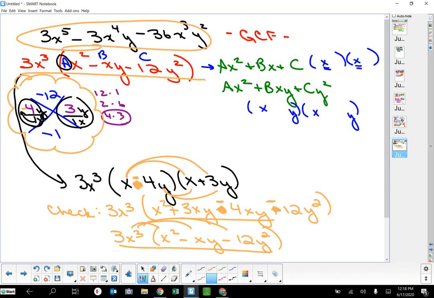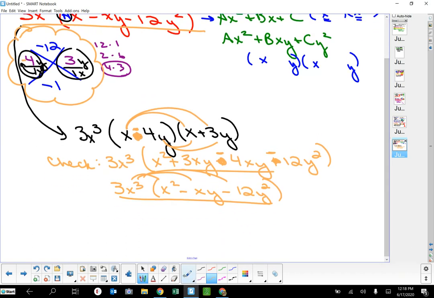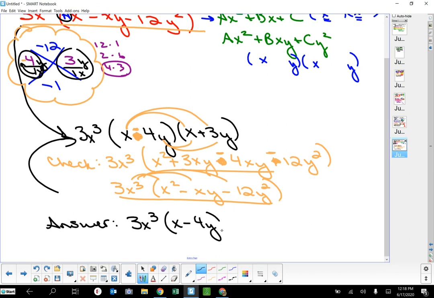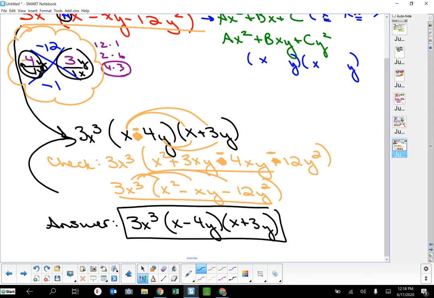Okay, so what is the actual answer in all this mess? Well, it was this. So the answer, 3x cubed times x minus 4y times x plus 3y. That's why it's a good idea to check, people. All right, so that's if you have multiple variables. There's a bunch of those in 5.7. Just add the second variable into the second part of the quantity.